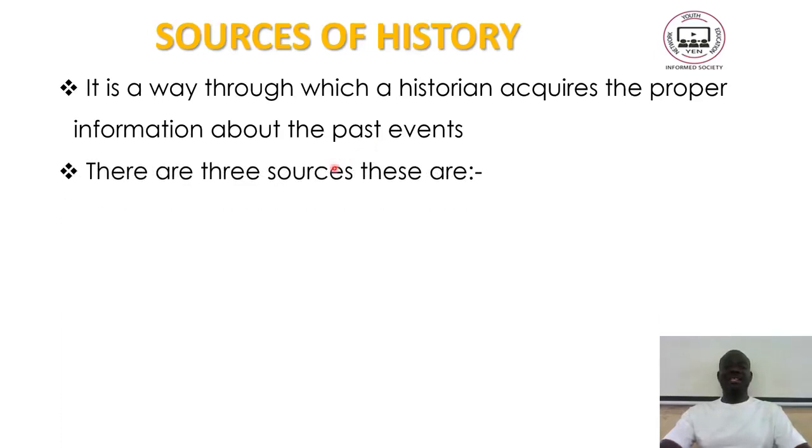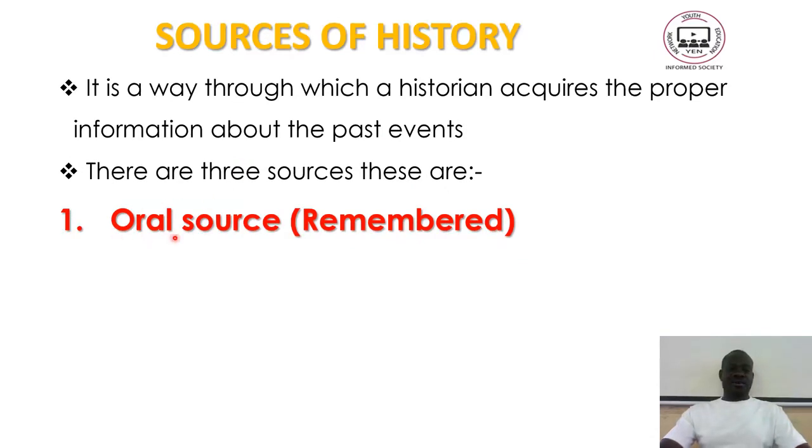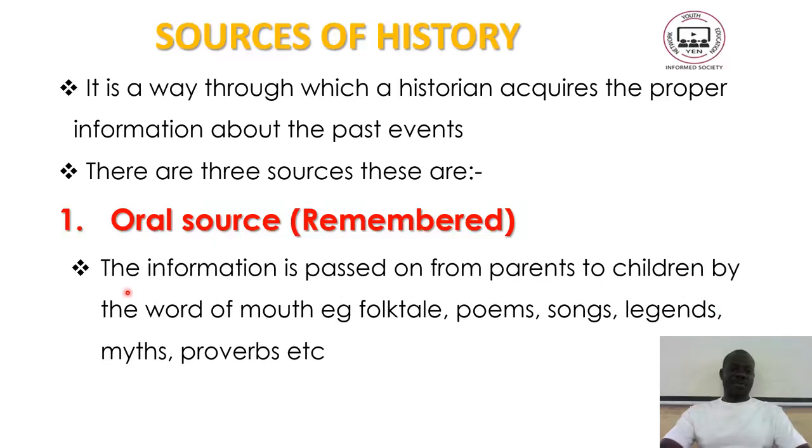There are three sources of history. These are oral or remembered source. Oral or remembered source of history. What is this? This one, the information is passed on from parents to children by word of mouth, e.g., when we talk of folk tales, poems, songs, legends, myths, proverbs, and many others.